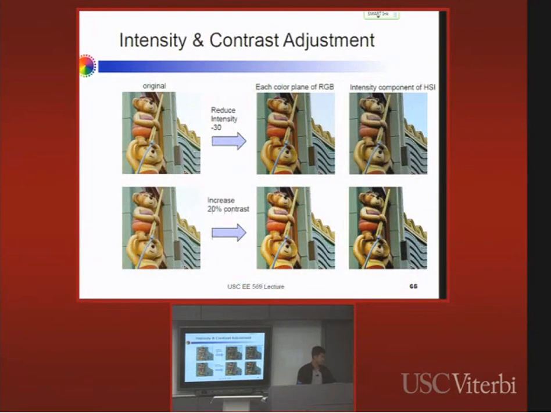Another example is where you do contrast adjustment. The one on the first row is where you reduce intensity by 30%. And the one on the bottom is when you increase the contrast. As you can see, the column in the middle is if you apply it individually on RGB, while the one on the right is if you only apply it on the I component.